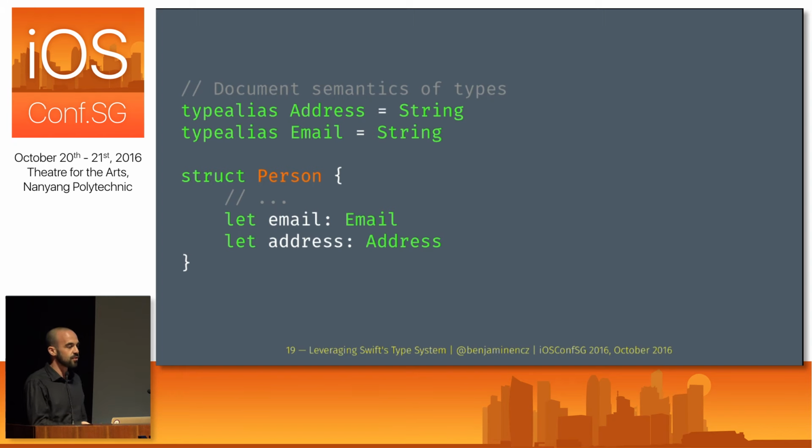But this here actually doesn't create a new type. It just creates a new name for an existing type. So it still leaves a lot of room for error. If you want to create a person with an email address, someone can still pass in any arbitrary string, and the compiler will not prevent that.